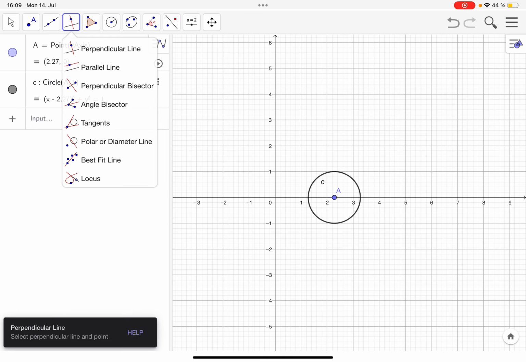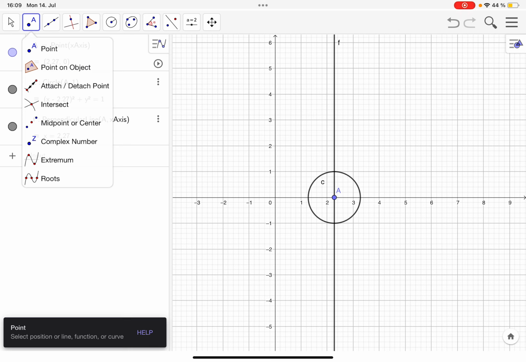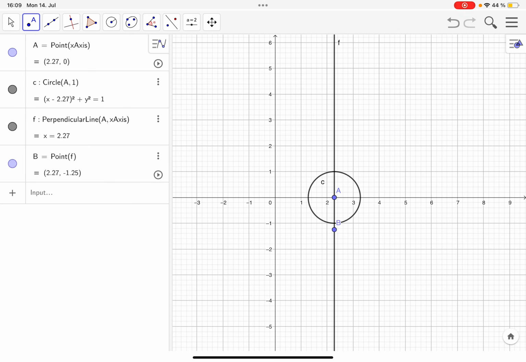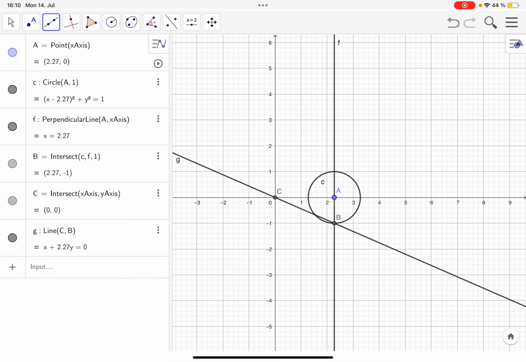Now, we make a perpendicular line to the x-axis at this point, and we name the intersection. We got point B. Now we connect the origin to point B. Now we got BC. Now we make a perpendicular line to BC at C.